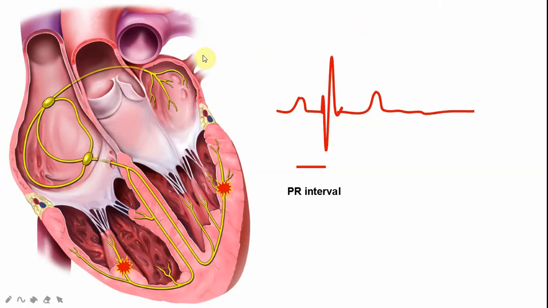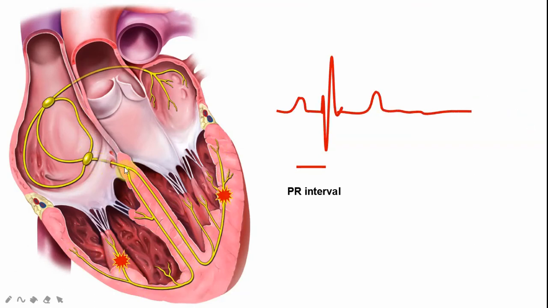This is the normal cardiac activity. The SA node is the pacemaker of the heart. It generates cardiac impulse at the normal rate of 60 to 90 beats per minute. The cardiac impulse then passes through the interatrial pathways to the AV node where there is some delay. You can appreciate it here.